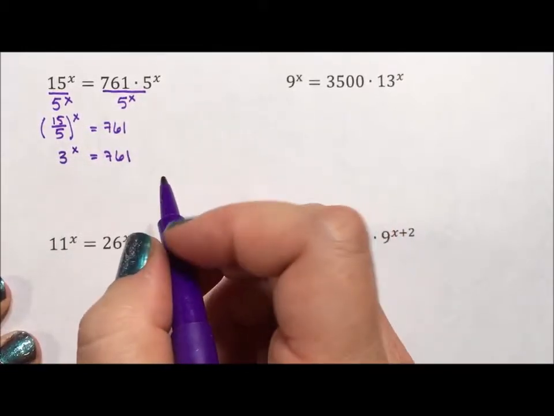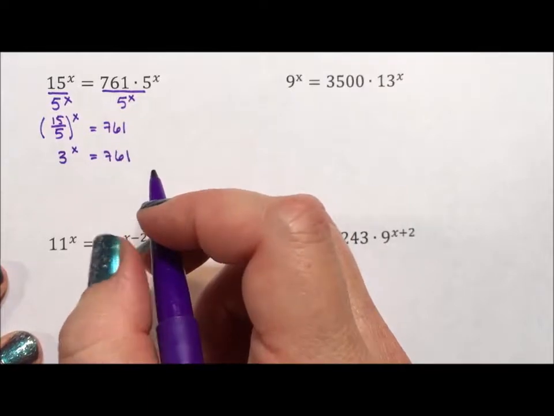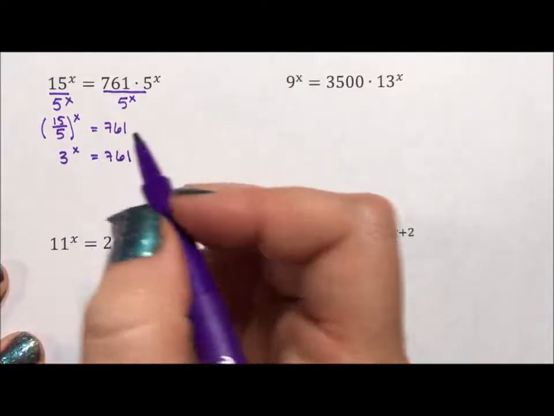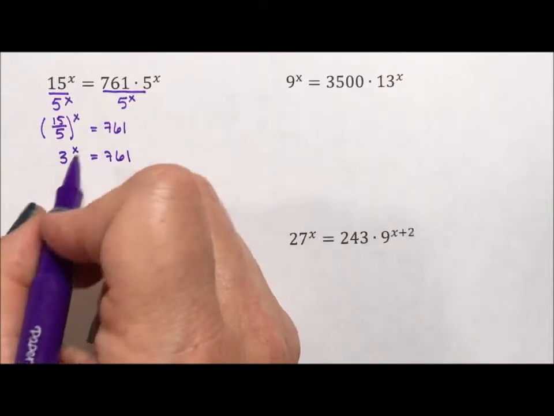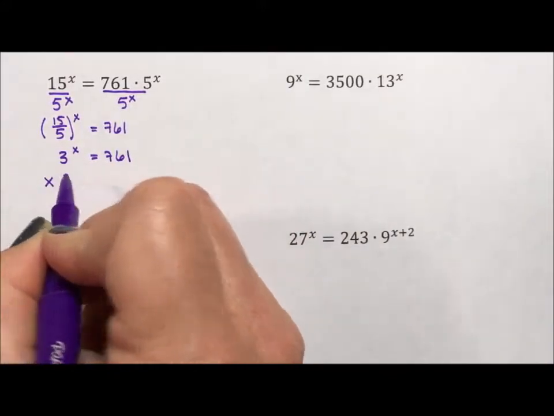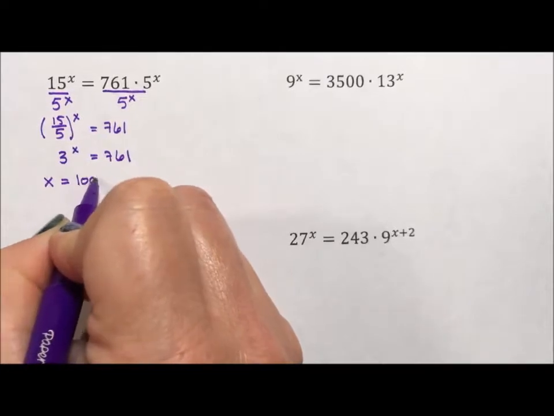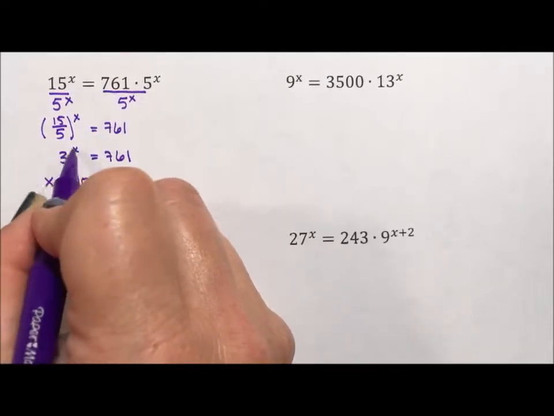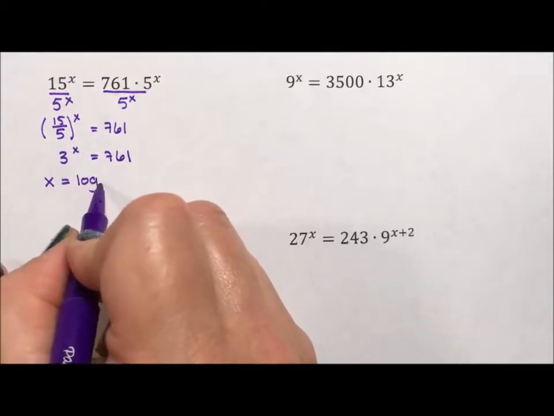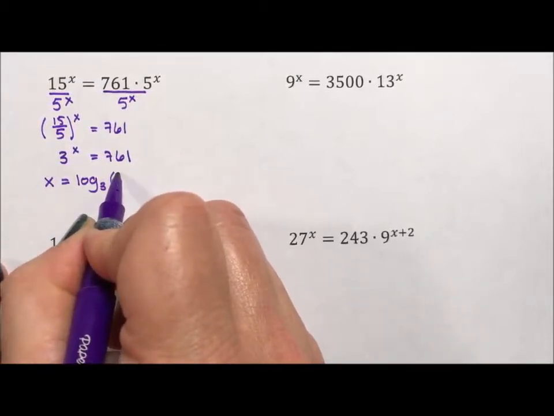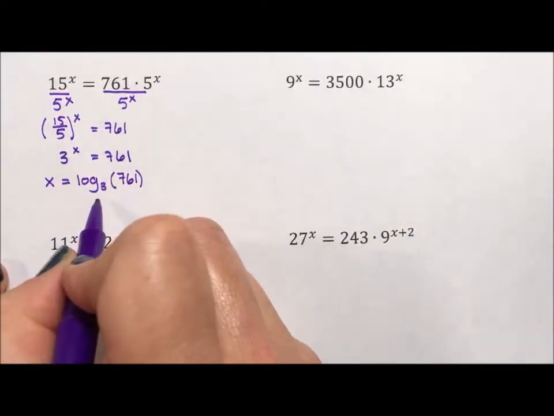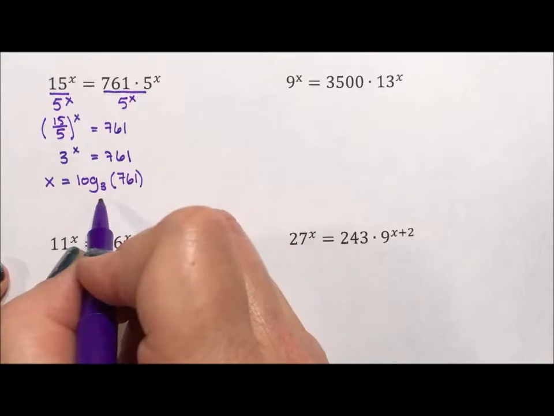At this point, I have a couple of ways I can solve it. For this first one, I'm going to rewrite this logarithmically. A log is an exponent, so the exponent equals a log. The base of the log is the same as the base of the exponent, so log base 3 of 761. Well, you don't have a log base 3 button in your calculator. There are some people who have change of base buttons, but most calculators don't.